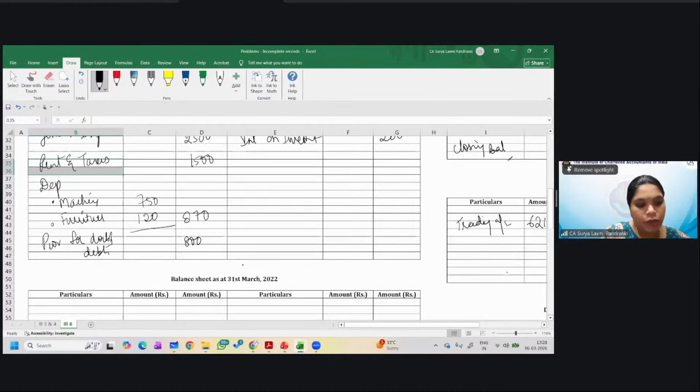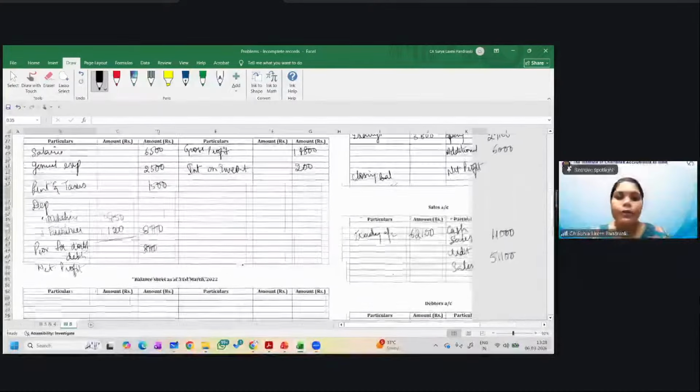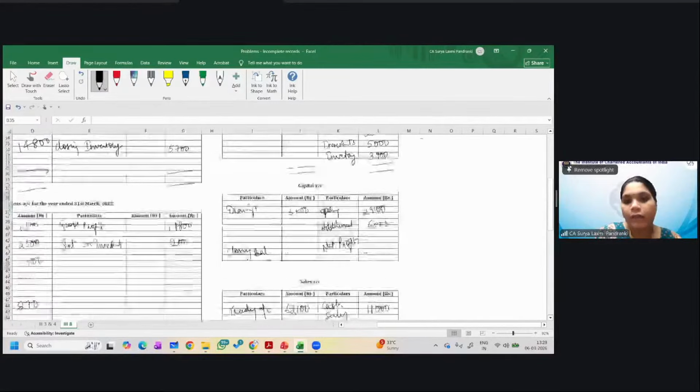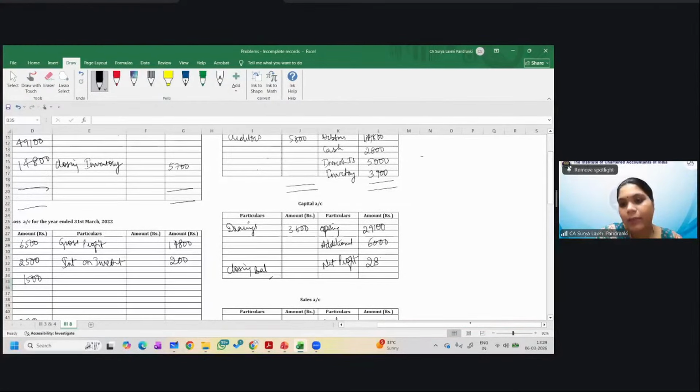Net profit is how much? 2,830. This is clear, everyone? We have picked the values from whatever balances we have only. We didn't have all the information available, but with whatever information that is available, we are doing the calculation. 2,830 is the net profit. Where will I take this? I will take it in my capital account, 2,830.